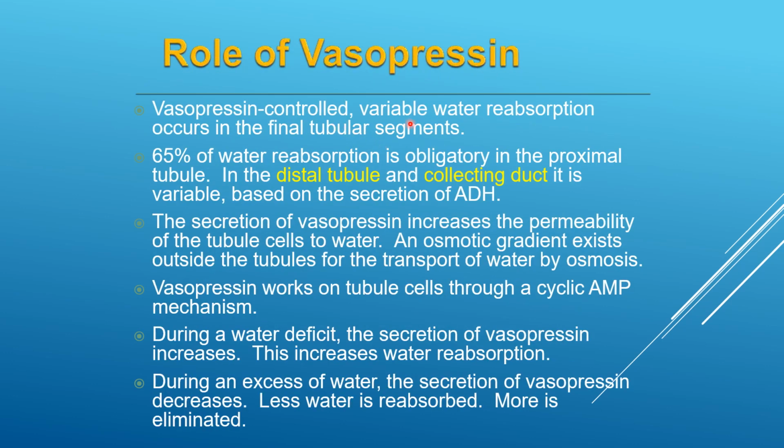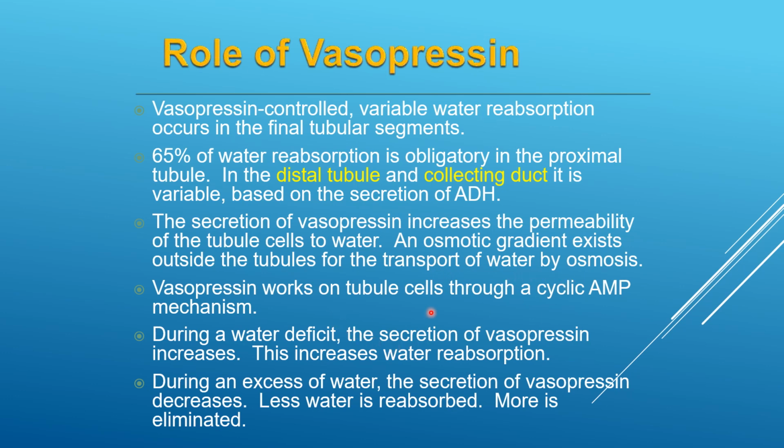Vasopressin-controlled variable water reabsorption occurs in the final tubular segments. 65% of water reabsorption is obligatory in the proximal tubule, and in the distal tubule and collecting duct it is variable based on the secretion of ADH. The secretion of vasopressin increases the permeability of tubule cells to water. An osmotic gradient exists outside the tubules for transport of water by osmosis.